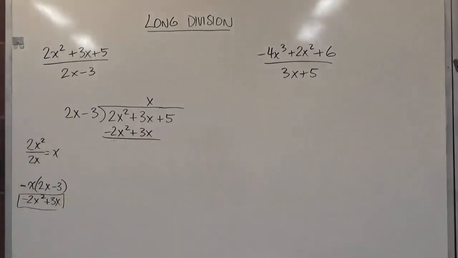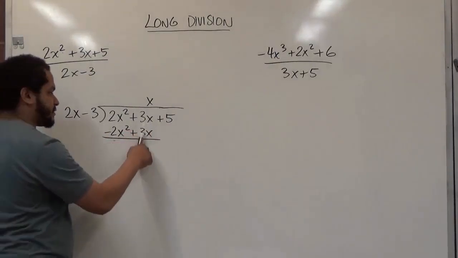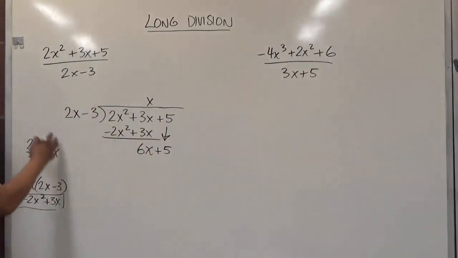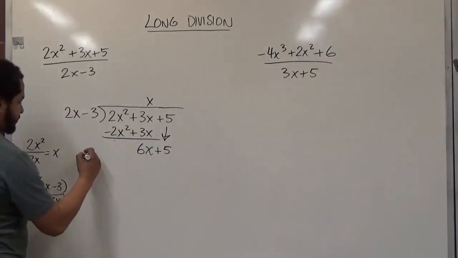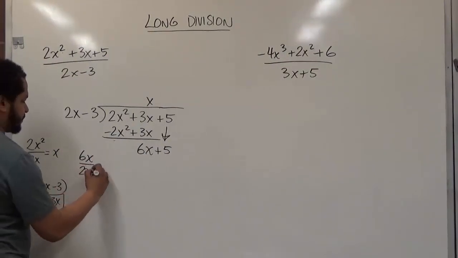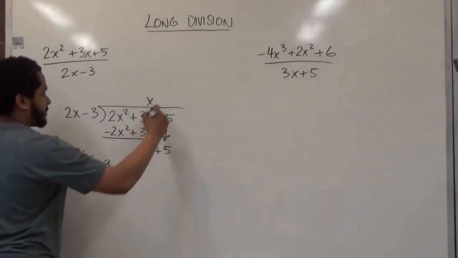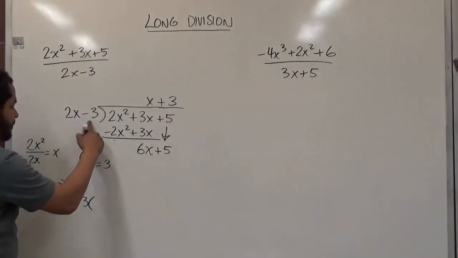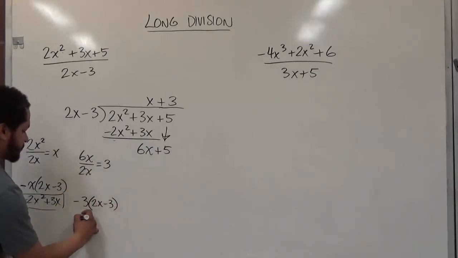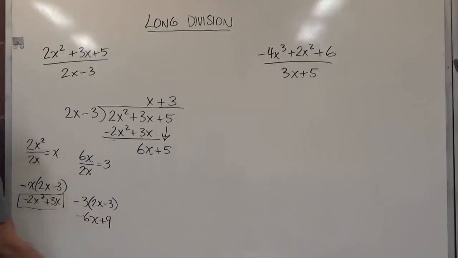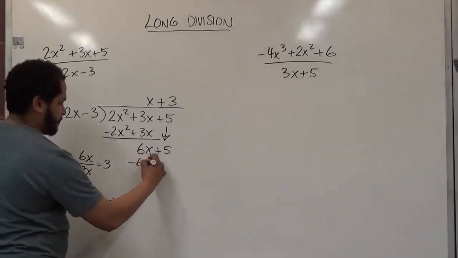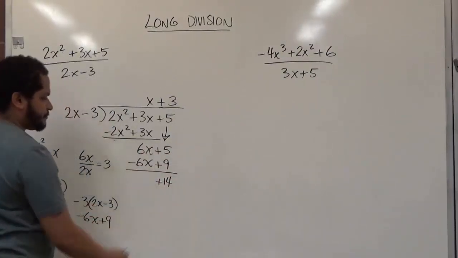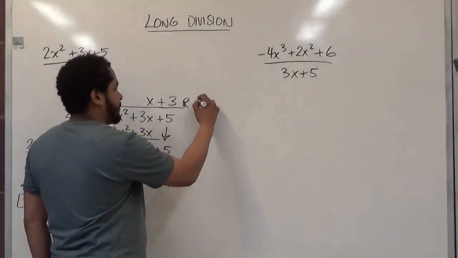Now I just combine these two terms. The first two cancel, the second two add up and give me positive 6x. I bring down the 5, I get plus 5, and I run this routine all over again. I take the 6x, I'm dividing by 2x, I get my quotient is 3, it's positive 3 goes up here. I take that positive 3, I make it negative, and I multiply it by my divisor, 2x minus 3. This gives me negative 6x plus 9. I place that directly under this and I just add them up. These cancel. This gives me 14. The result is positive, so my remainder is positive 14.